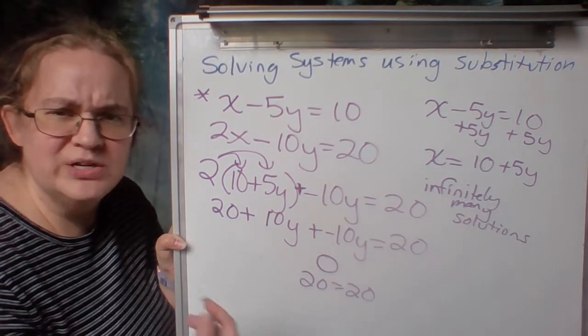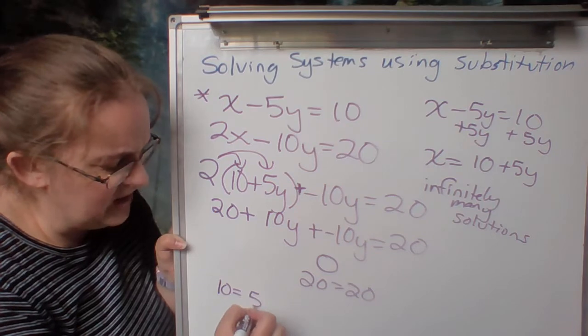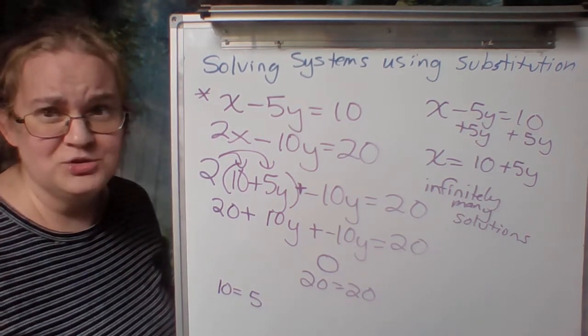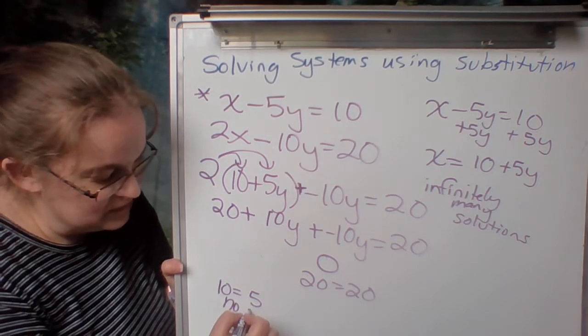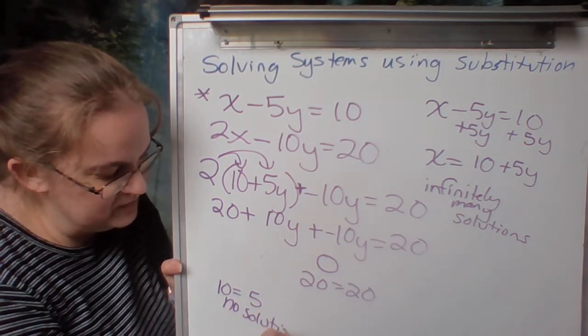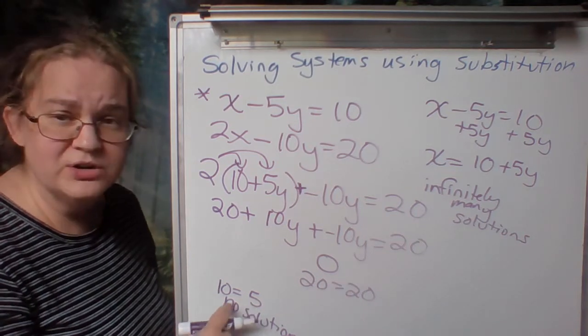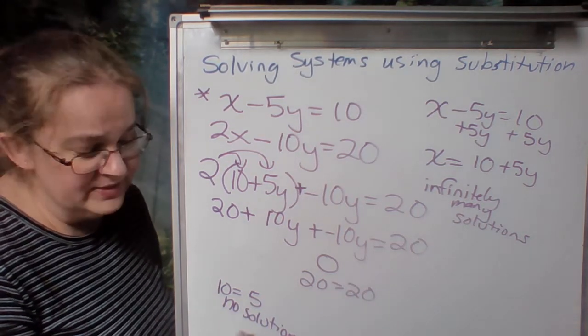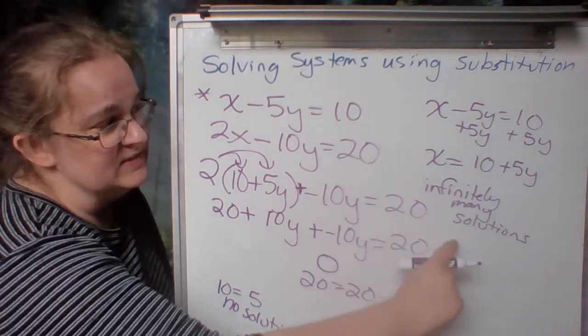If I was doing something and I got a weird answer like, 10 equals 5, well, that's not true in any universe that you know. This would be no solution. So if you get the variables all to cancel and you get two numbers that are different to each other equal, that's no solution. If you get the same number equal to itself, that's infinitely many.